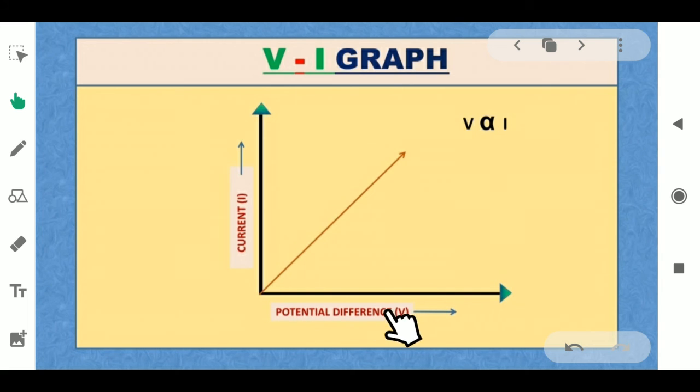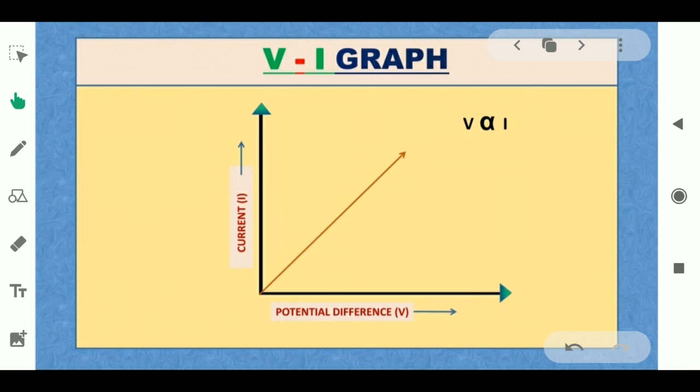Here the potential difference is along the x-axis and current is along the y-axis. If you draw a graph between the potential difference and the corresponding current values, the graph obtained will be a straight line like this. A straight line graph can be obtained only if the two quantities are directly proportional to one another. Since the current versus potential difference graph is a straight line, we conclude that the current is directly proportional to the potential difference, or the potential difference is directly proportional to the current.